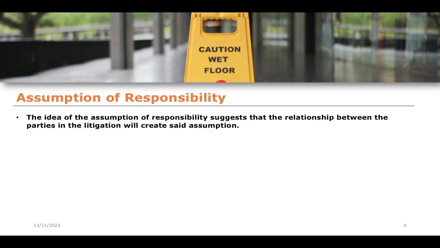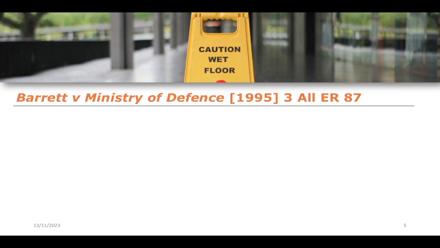So, the idea of the assumption of responsibility suggests that the relationship that exists between the parties in the litigation will create said assumption. So, if there is an assumption of responsibility on the part of the defendant towards a claimant, then a failure to act in a way which gives rise to that standard could lead to a circumstance whereby there is liability through omission. Look at the following example.